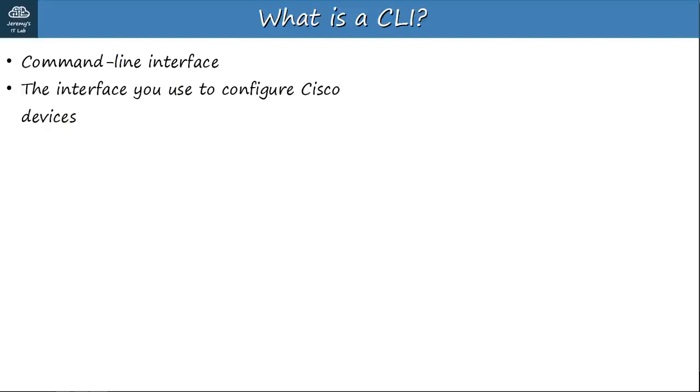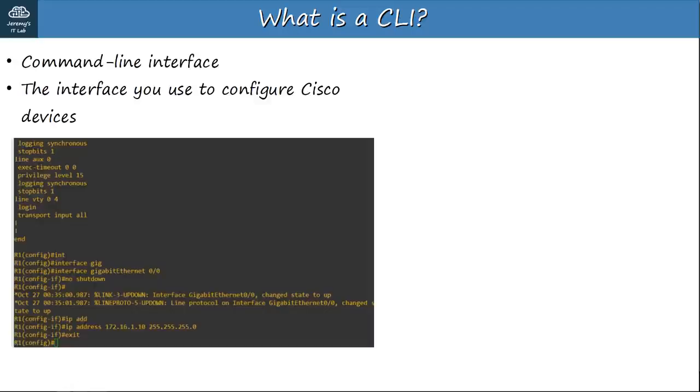Now, what is a CLI? CLI stands for Command Line Interface. It's the interface you use to configure Cisco devices, like routers, switches, and firewalls. Here's an image of the Cisco iOS CLI. The color scheme can be changed. This is just the default color scheme with the software I used when taking this screenshot.